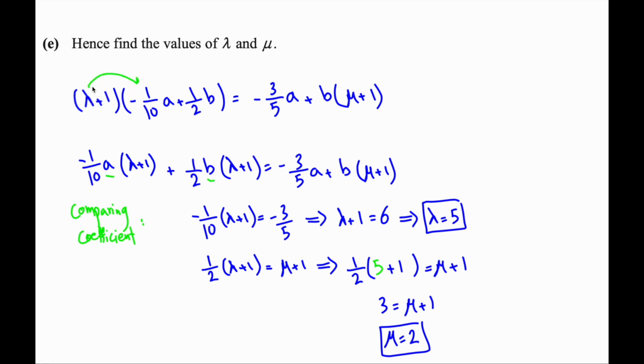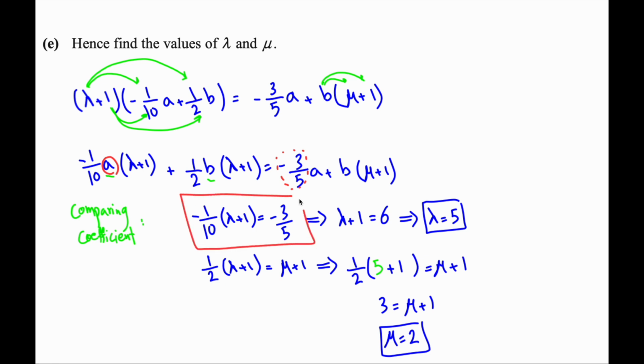After you expand these brackets, you just make sure all the B's and all the A's are together, and once you do that, you just have to make a comparison between the coefficients of A and B on both sides. For example, the coefficient of A here is negative 1 over 10 times lambda plus 1. The coefficient of A on this side is negative 3 over 5. And that gives me this equation. You make lambda the subject of the equation, you get it to be 5.